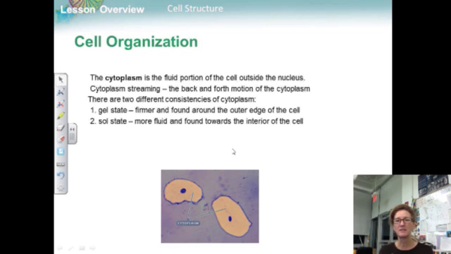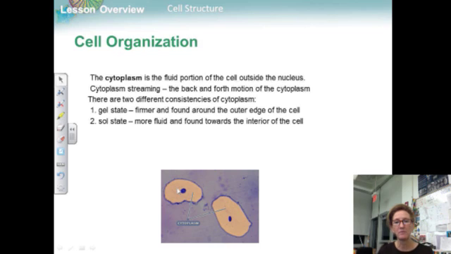The cytoplasm is the fluid portion of the cell outside the nucleus, and the cytoplasm of the cell can actually move itself. It's called cytoplasmic streaming, the back and forth motion of the cytoplasm. And there are two different types or consistencies of cytoplasm within the cell. The first is the gel state, which is firmer and found around the outer edge of the cell. The other type of cytoplasm is the sol state, which is more fluid and found towards the interior of the cell, more toward the nucleus.